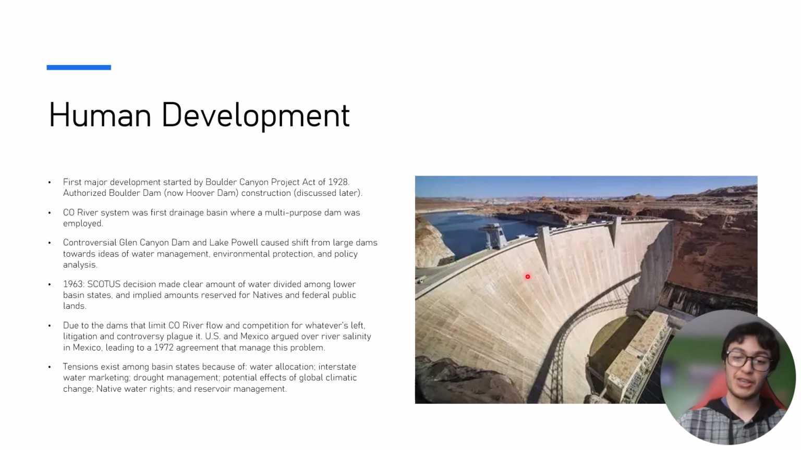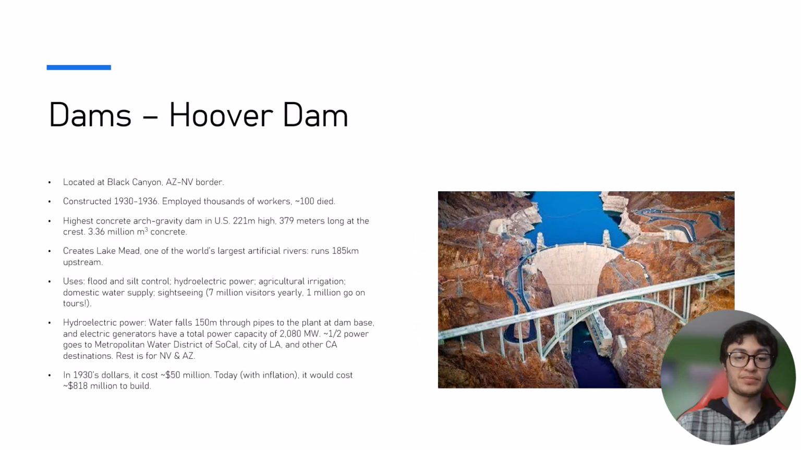Now what you saw is this is a huge dam, and so eventually they realized, why are we building these huge dams? It was controversial. And so they started to shift their focus from these large dams towards these multi-purpose ones. The Colorado River system is actually the first drainage basin where a multi-purpose dam was employed. And because of a 1963 Supreme Court of the United States decision, it made clear the amount. So remember I was talking about those apportionments between the upper and lower basins. This was explicitly stated. However, the natives got only implicit statements, so they're not actually guaranteed the water that the compact says they should get.